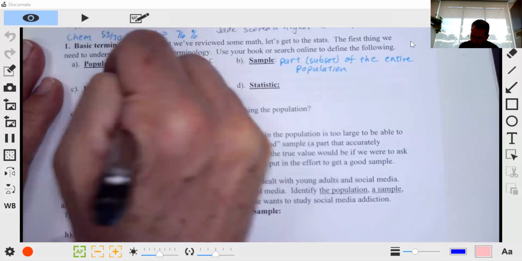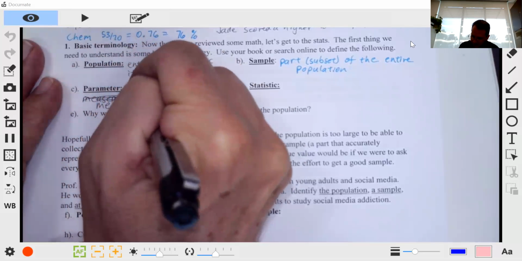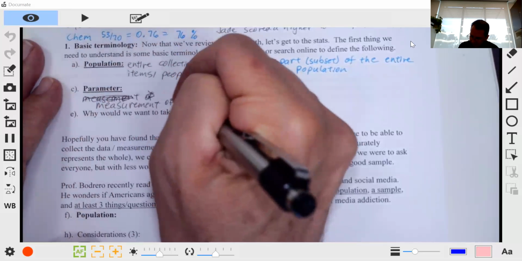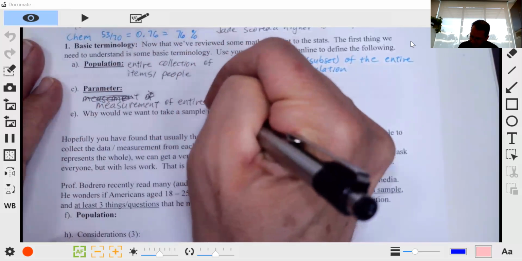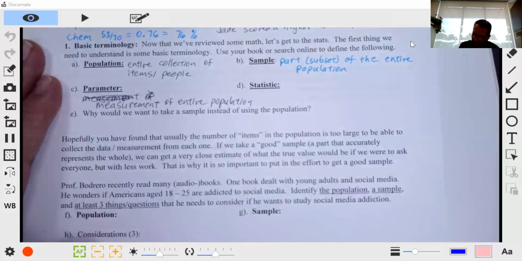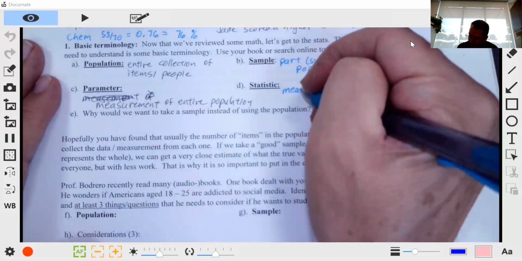Oh, let me spell that. Let me try that again. So a measurement of the entire population. Okay. Where a statistic is a description or measurement of just a sample.